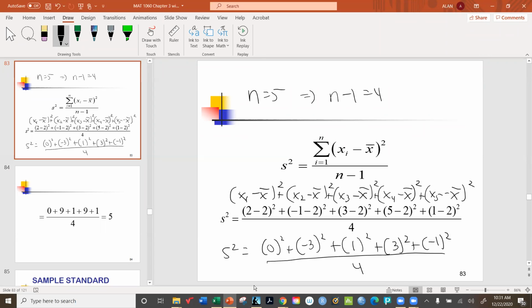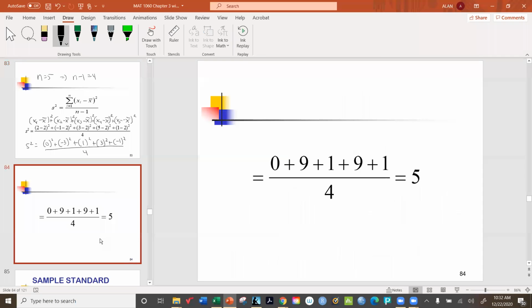And so now it should be more clear what you're doing, and that's going to make it much harder to make mistakes. So you can see that, for example, you'll have 0, 9, 1, 9, and 1. And whatever that adds up to is what we're looking for. All right, let's go into the next slide, and you'll see that that results in a variance of 5.